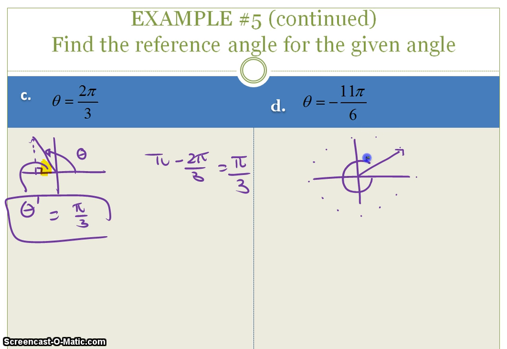So minus 11 pi over 6 would be that one. Draw the perpendicular to the x-axis, and the reference angle, your theta prime, is the one between the terminal side and the x-axis, which happens to be in quadrant 1 this time. So my theta prime is the measure of this angle, which is always going to be positive and acute, and that is going to be pi over 6. So that is my reference angle. Okay, let's go on to the next problem.